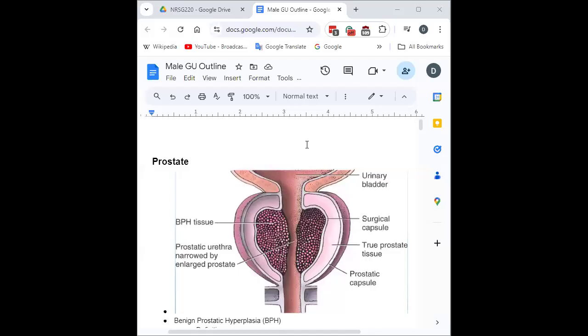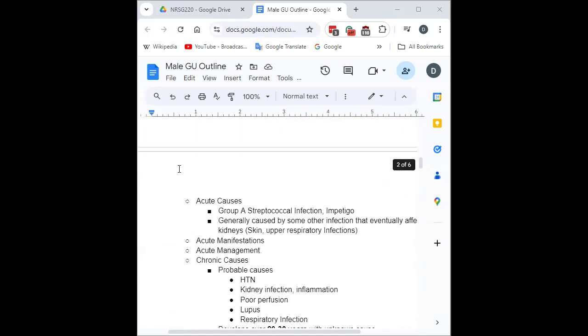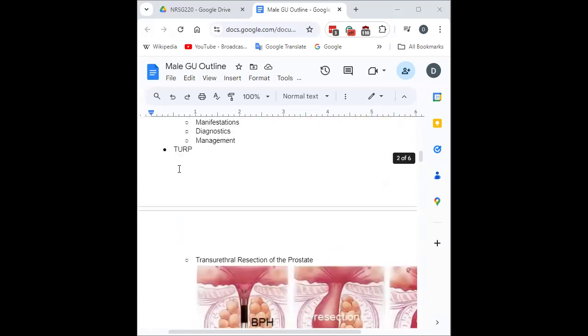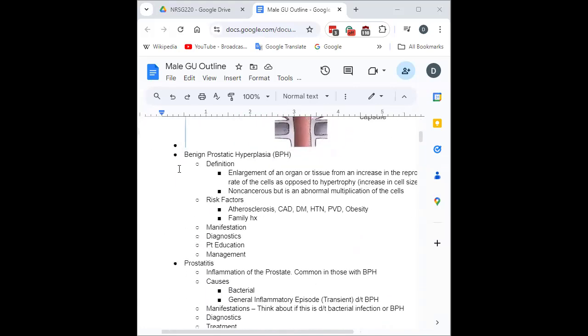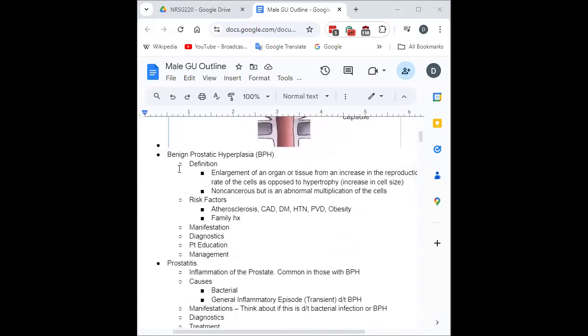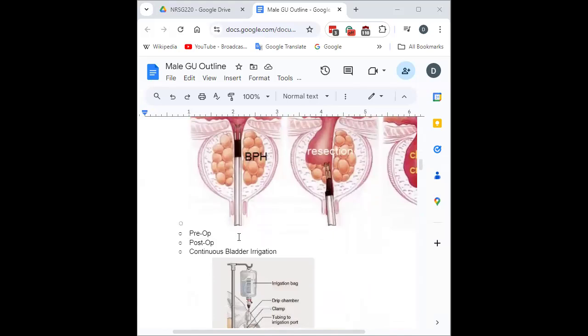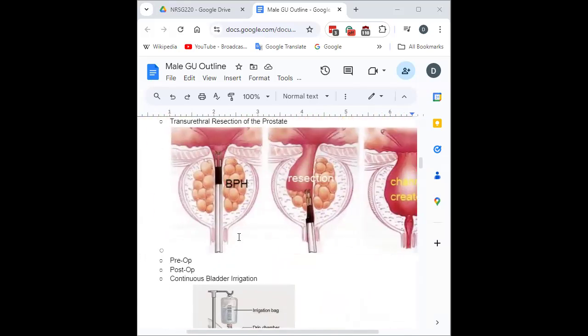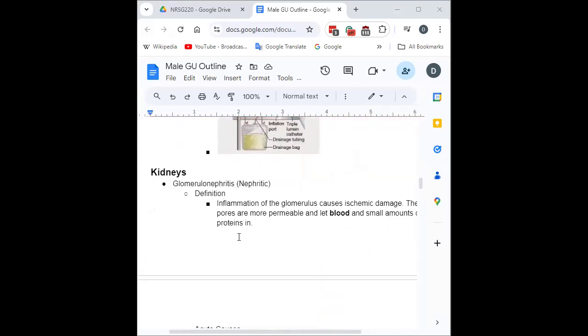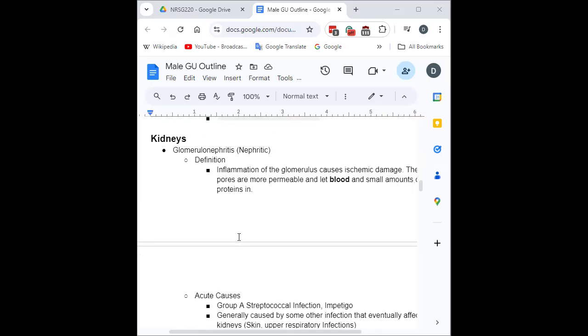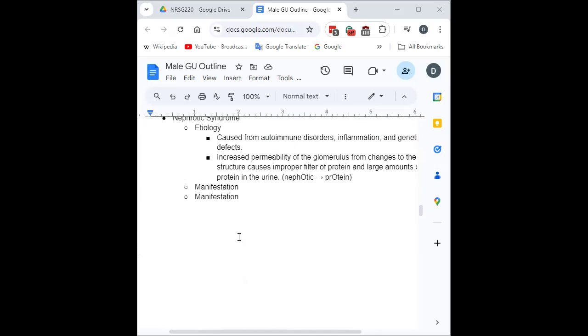Okay, so this is split into two parts. The male GU is split between the prostate and the kidneys, and I think both of those are pretty important. Your focus on the prostate is being able to tell apart prostatitis versus BPH, and then issues with the prostate versus cancer, and a big focus on your TURP, understanding how that goes around post-op and pre-op. While for your kidneys, your big focus is going to be telling apart nephritic versus nephrotic.